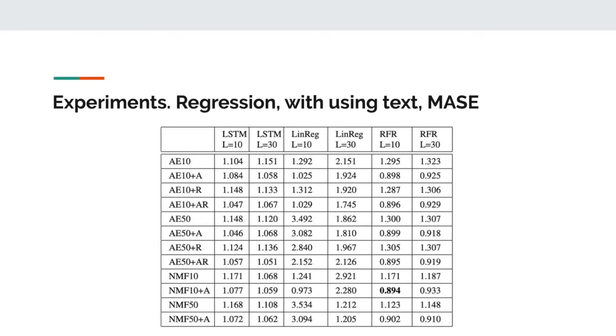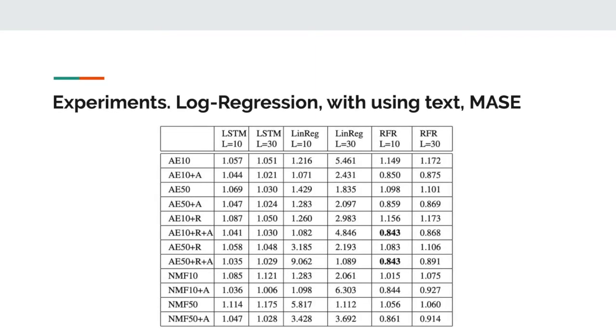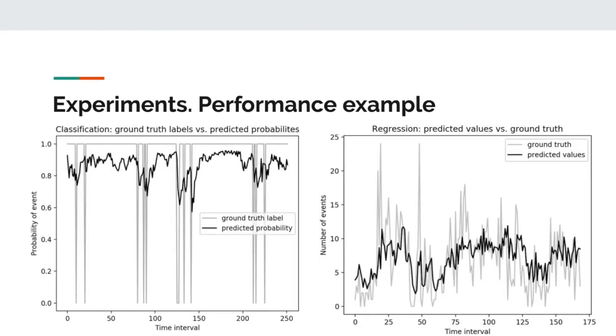And here are a few more results using a logarithmic transform in the regression task. We can see that random forest is still the leading model, but the score is much better than without using the logarithmic transform. So the usage of the logarithmic transform increases the quality of forecasts. Here again is the result using text, which is also a bit worse than the previous one. So using the text in the way that we use it here is not increasing the score.